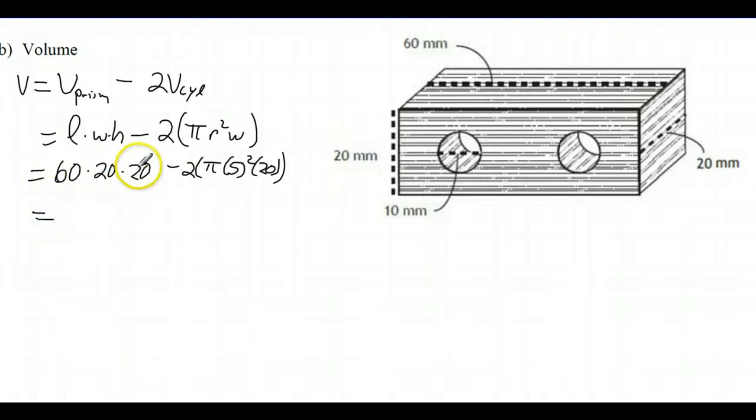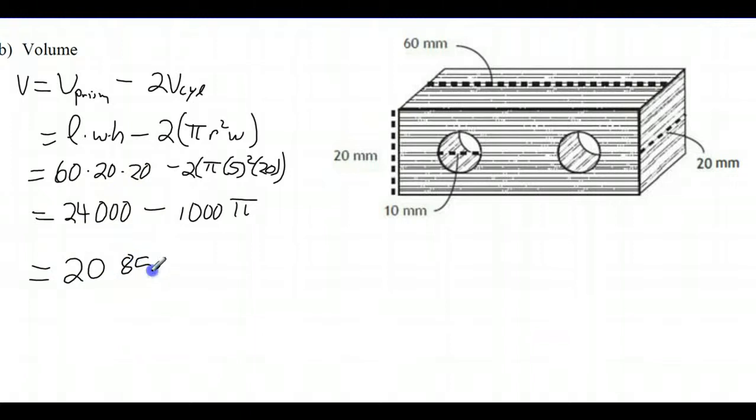Okay, 6 times 2 is 12, times 2 is 24, followed by 3 zeros. We got 25 times 2 is 50, times 20 is 1,000, so minus 1,000 pi. That's the exact value, right? And then you go to work that out. This will be like 3,000 something, actually it would be 3141.5. So like 3,100, that'll take this down to like 20,000 and change. So 2858.4 volume millimeters cubed, right?